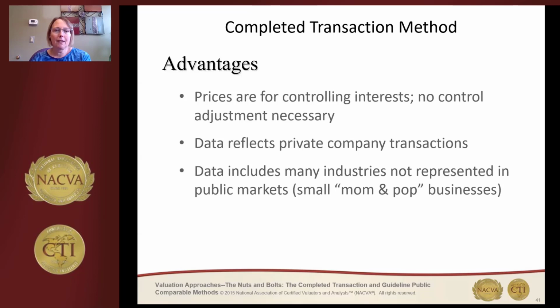Other advantages, and please note that you have another attendance check here: prices are for controlling interests, so no control adjustment is necessary. Data reflects private company transactions. Data includes many industries not represented in the public markets. So there'll be things like those mom and pop businesses. They're not selling on the stock market. You're not going and buying hairstylists' businesses on the stock market. You're buying larger companies, manufacturers, things like that. So the completed transaction method will give you a lot of these other companies and their data.